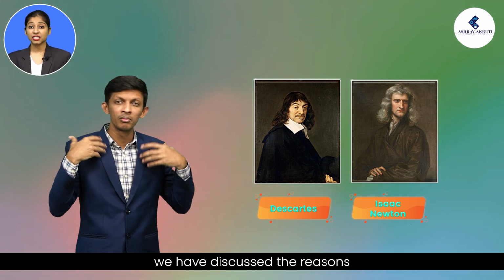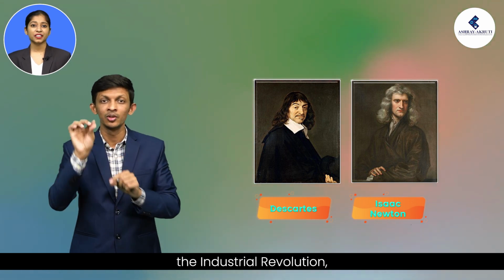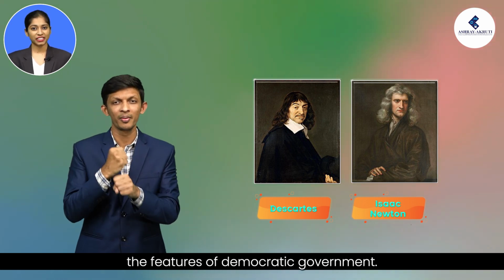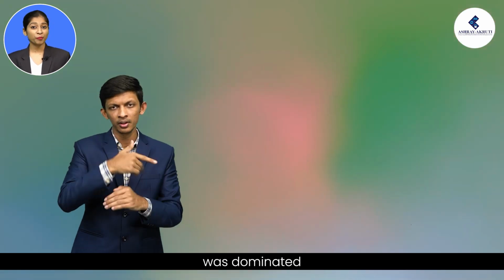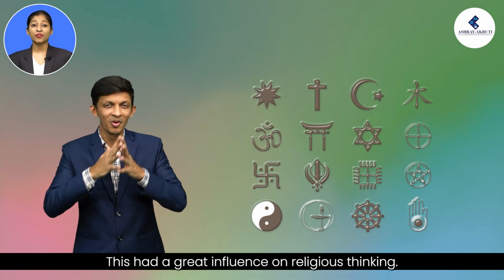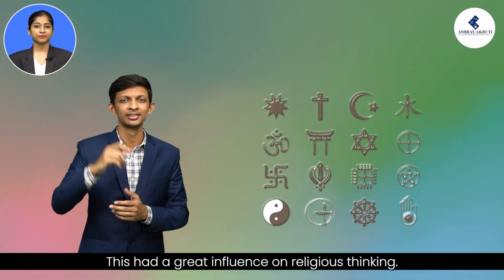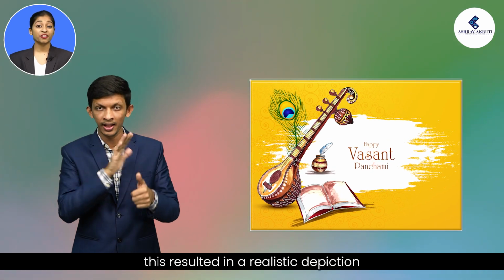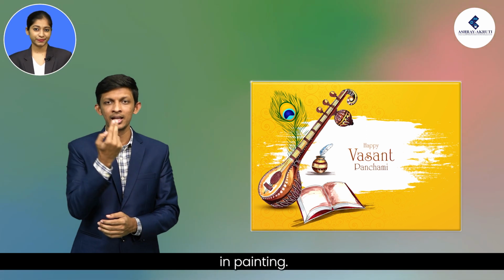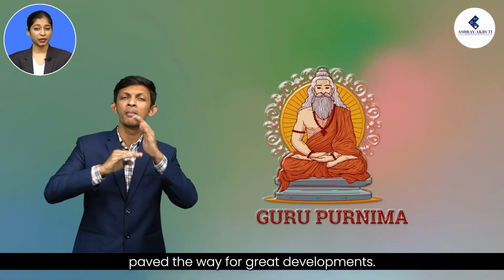So far, we have discussed the reasons for migration to new areas, the Industrial Revolution, the Scientific Revolution, colonialism, and the features of democratic government. The thought of the early modern period was dominated by the idea of human freedom and equality. This had a great influence on religious thinking. In the field of arts, this resulted in a realistic depiction of human beings and the world around us, especially in painting. All these changes in the early modern period paved the way for great developments.